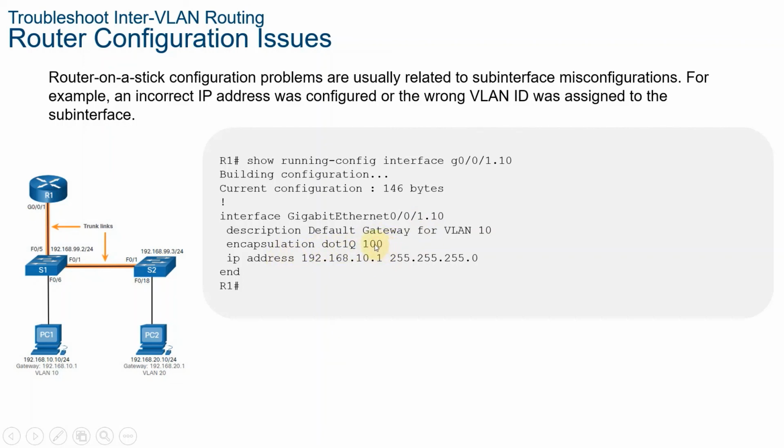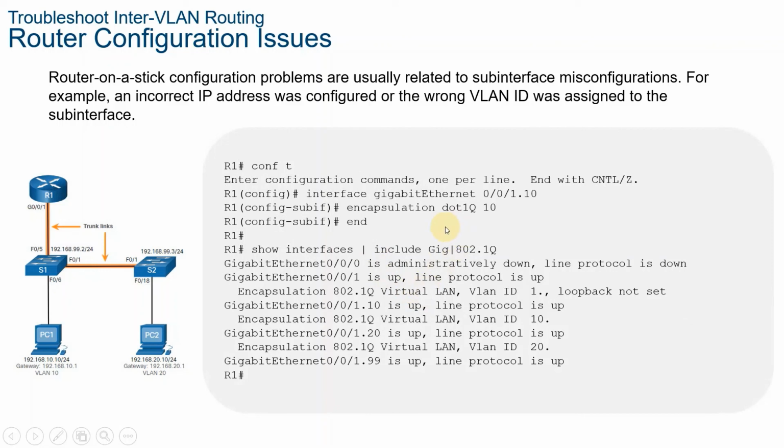So to correct this problem, configure subinterface G0/0/1.10 to be on the correct VLAN using encapsulation dot1Q. This should be 10. So as you can see here, we need to go to the interface and then encapsulation dot1Q 10, replacing 100 with 10.